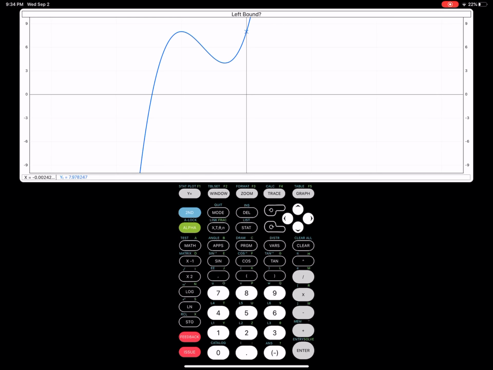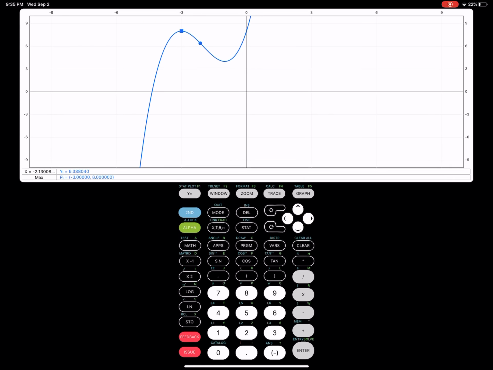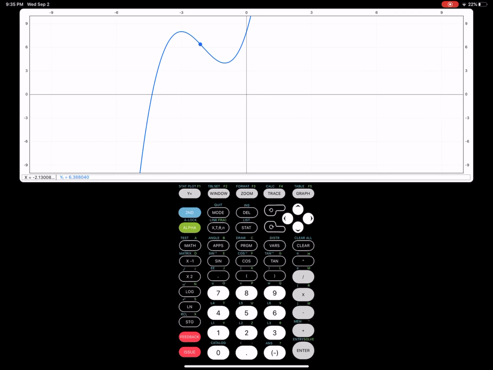And I move my cursor. It asks for the left bound, so I move my cursor to the left of the maximum, enter. Then I move my cursor to the right of the maximum, and I hit enter. And I hit enter one more time, and it tells me that is not right. I think I hit enter one too many times. You'll have to hit enter 3 times. I don't think I had to do that. So let me try this again.